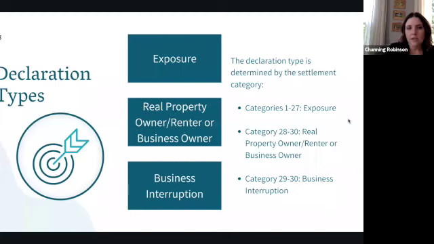Okay, the second type of declaration is a real property owner, renter, or business owner declaration. And you complete this form if you selected categories either 28, 29, or 30. And the last form of declaration is the business interruption form. And you complete this if you selected either category 29 or 30.